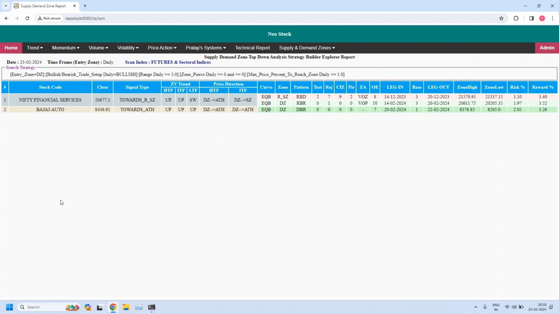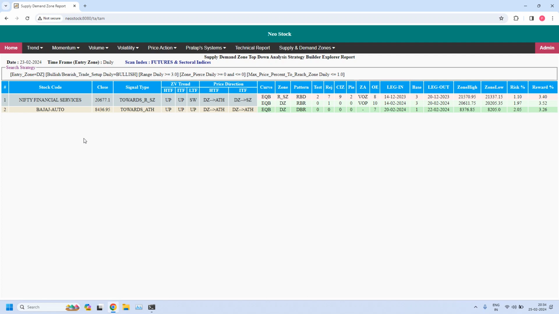So near to 1%, currently the stocks that are supporting bullish trade setup for monthly income trade, we have identified only one stock and one indices, Nifty Financial Services. But this is a stock moving towards the all-time high. If it is reversed tomorrow, then you will get the trade. Otherwise, the stock will be moving towards the all-time high. And it is having a minimum of 3.26% reward.